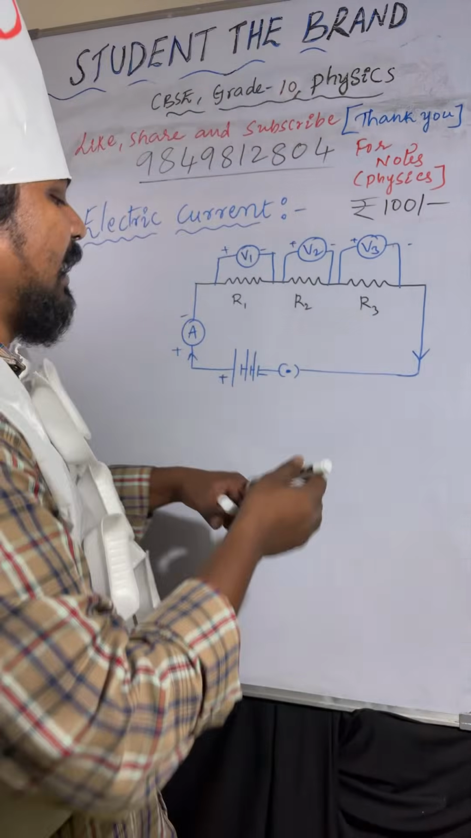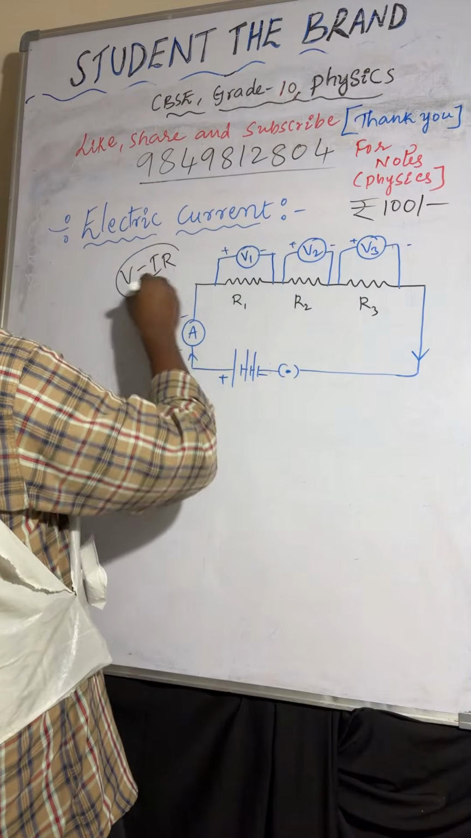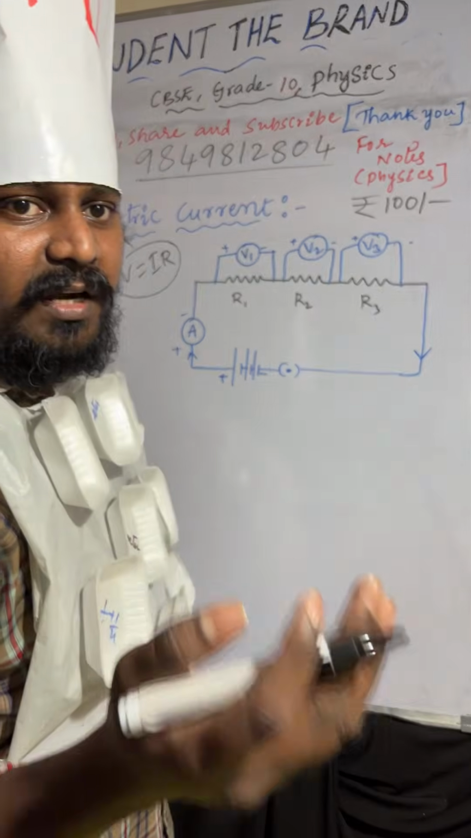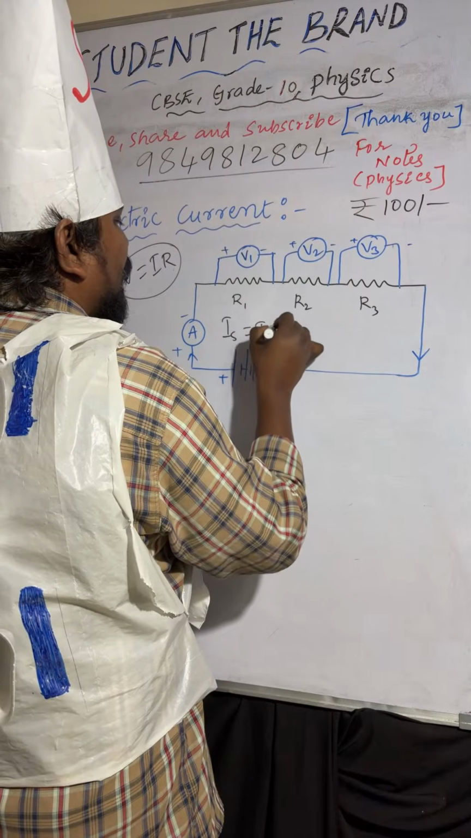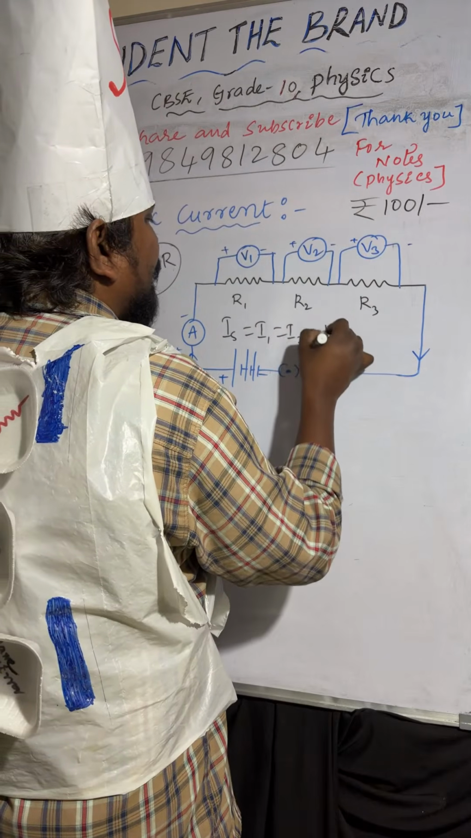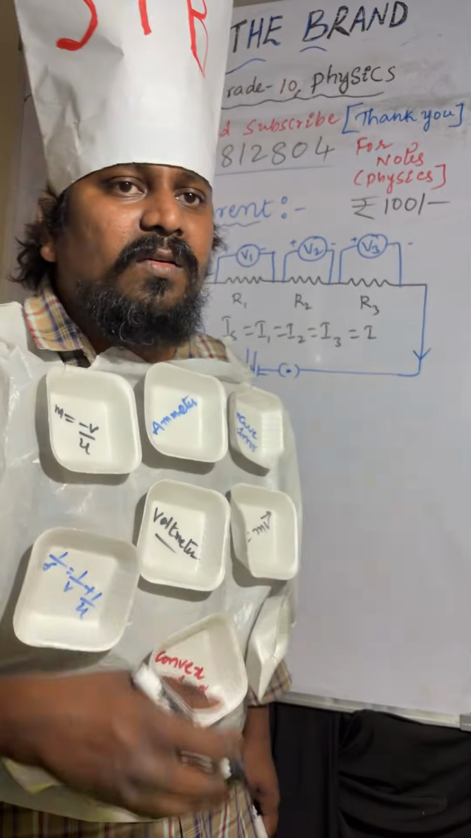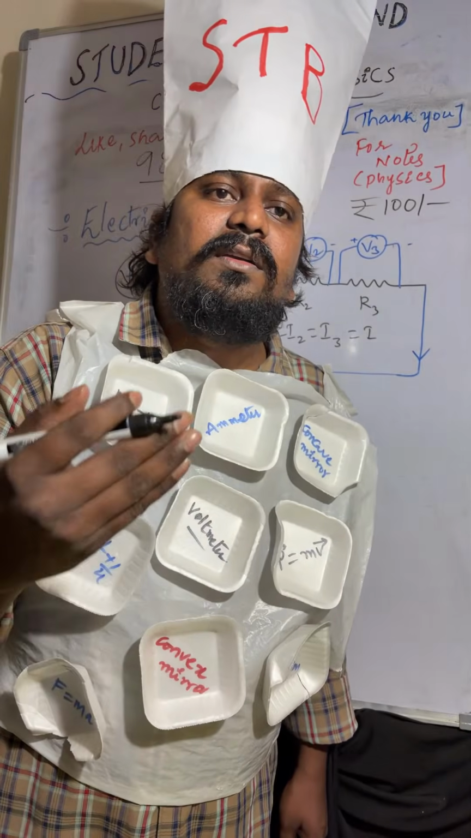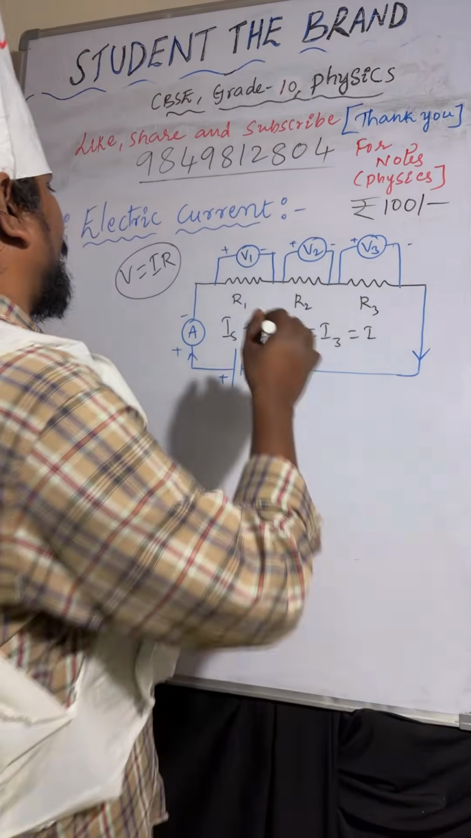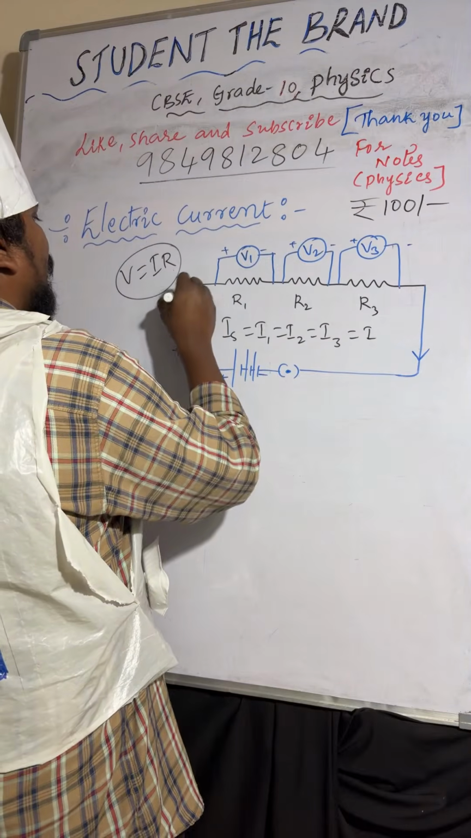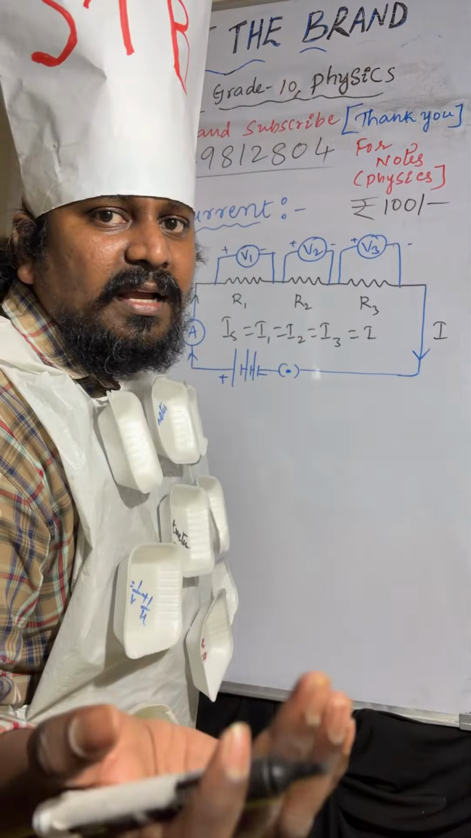From Ohm's law, V equal to IR. IS equal to I1 equal to I2 equal to I3 equal to I. So why? Throughout the circuit current is the same.